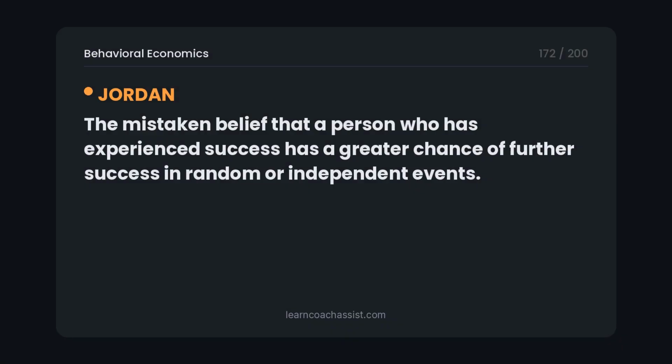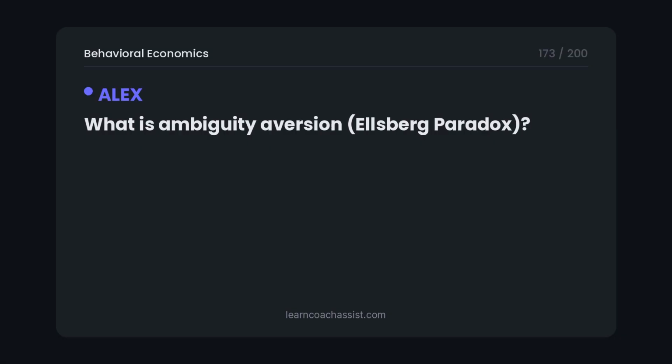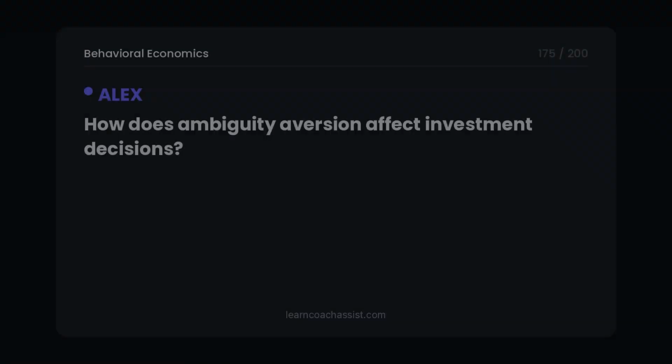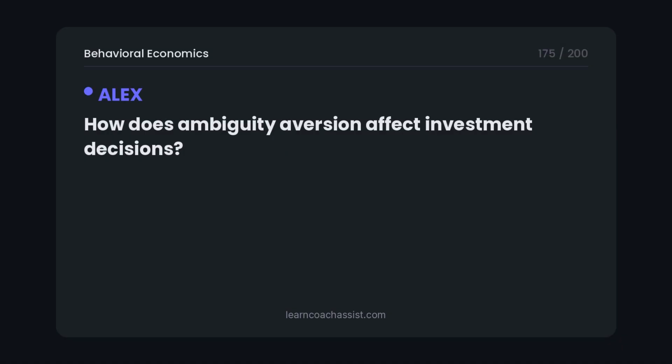The mistaken belief that a person who has experienced success has a greater chance of further success in random or independent events. What is ambiguity aversion, the Ellsberg paradox? People prefer known risks over unknown risks, choosing gambles with known probabilities even when the expected values are identical. How does ambiguity aversion affect investment decisions?